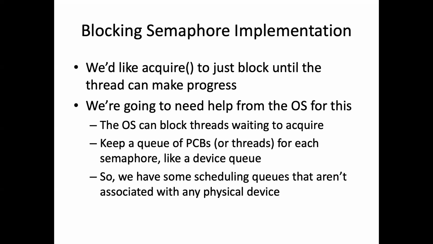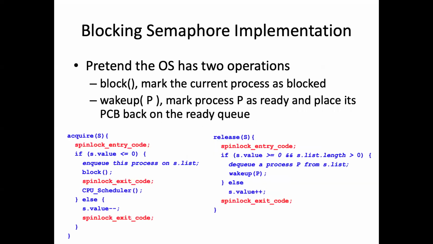If you try to acquire the semaphore and you can't yet because it has a value of 0 or negative, we're going to put you on that queue and mark you as blocked until someone else comes along and releases that semaphore. And with a queue like this, we can finally have an efficient implementation of a semaphore. Here's what it might look like.